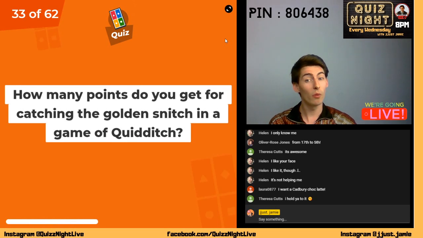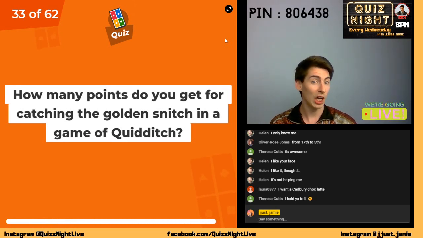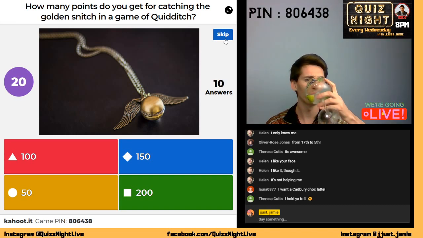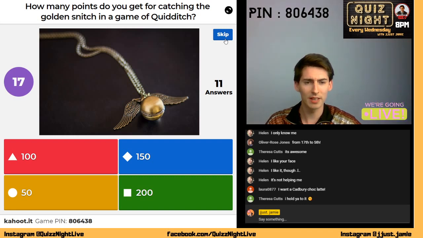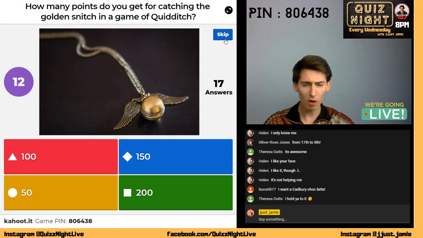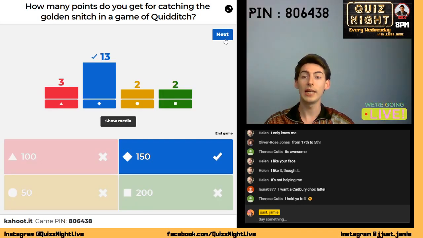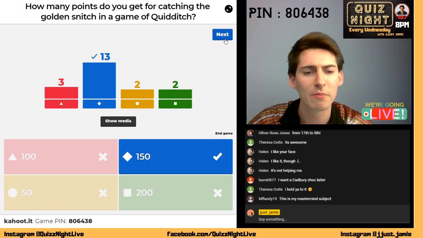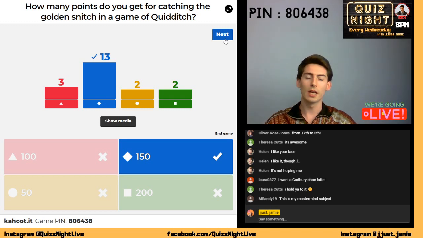First question. How many points do you get for catching a golden snitch in a game of Quidditch? Does anyone know this? My personal thought is... well, I'm not going to tell you, am I? That would be cheating. Do we have Harry Potter fans in the audience? Lots of answers here. I don't even know how many people are playing. Oh, 19 of you at least. Oh, yes, it was 150 points. Clearly 13 people know Harry Potter and should do. This is my Mastermind subject.